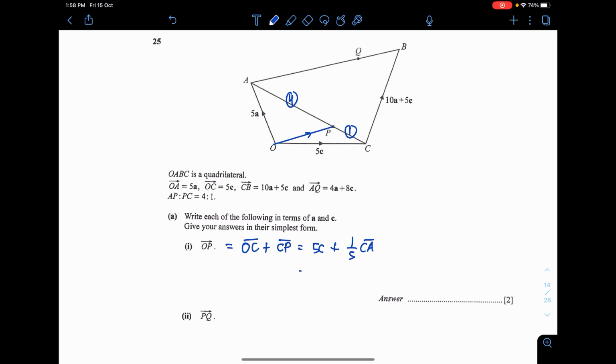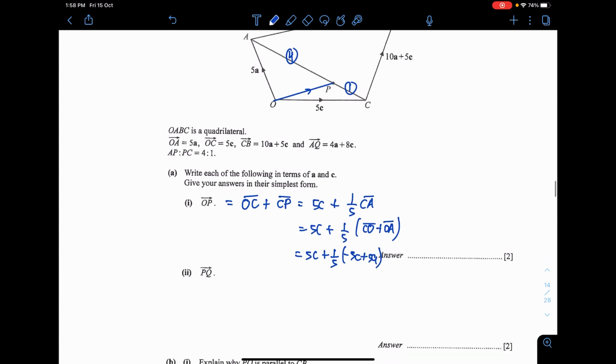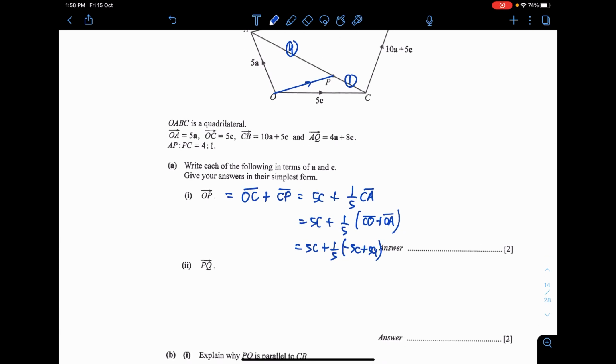Okay, and how do I get CA? I just take CO plus OA. That is a negative 5C plus 5A. I simplify this, I'll get 5C minus C and then plus A. Yeah.